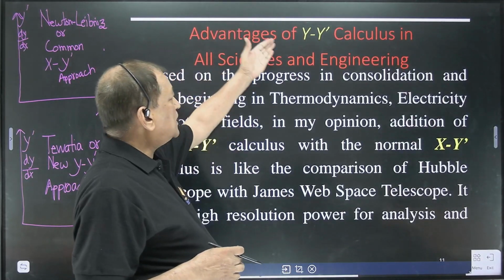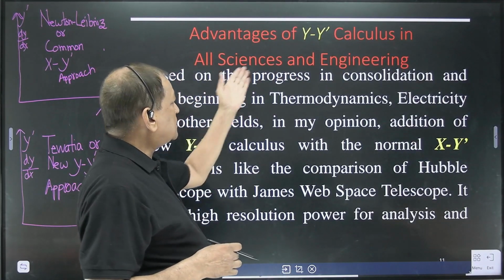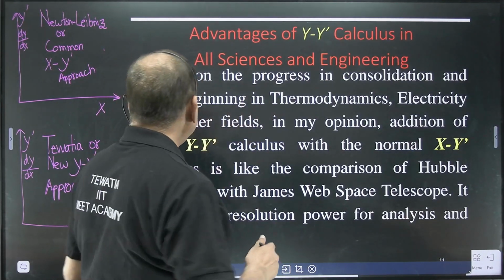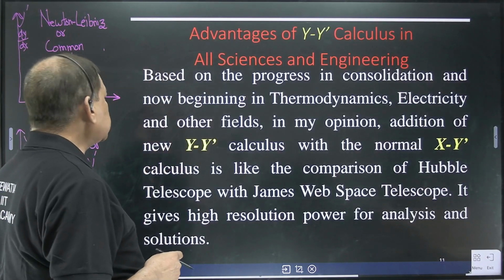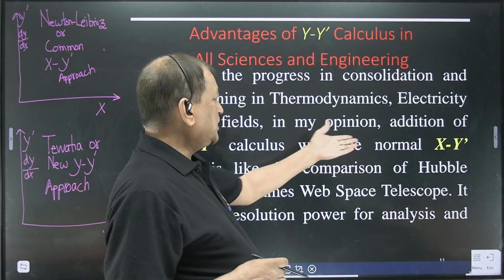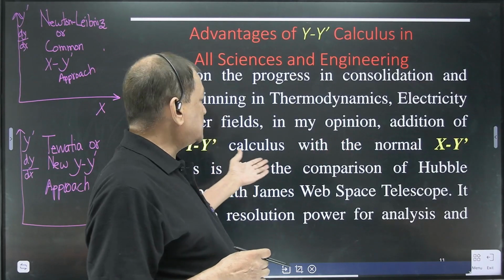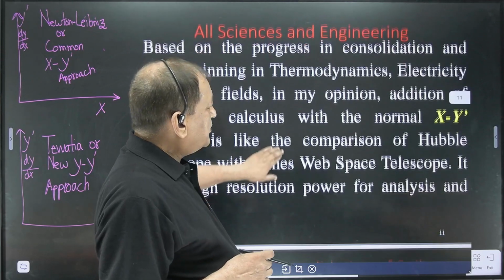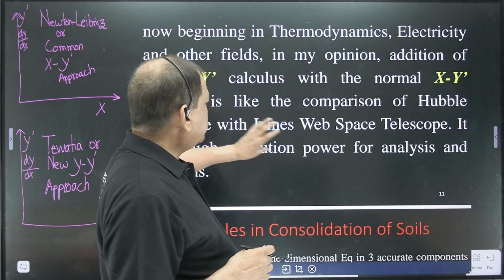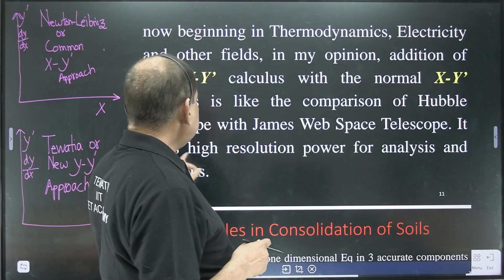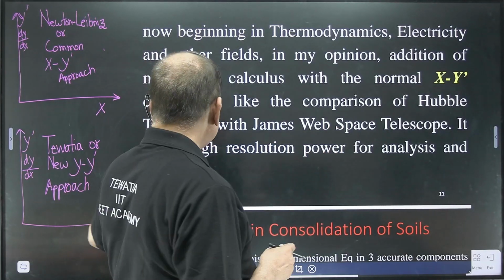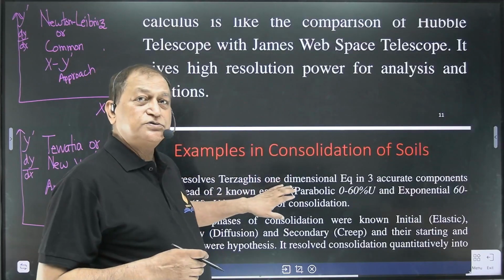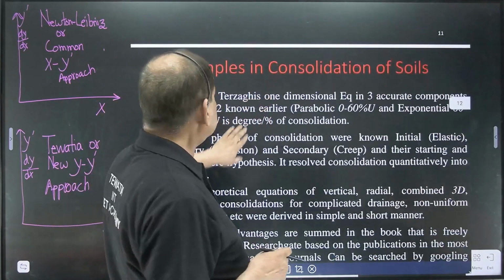So parallel to that, advantages of YY dash calculus in all sciences and engineering. Based on the progress in consolidation and now beginning in thermodynamics, electricity and other fields, in my opinion, addition of new YY dash calculus with the normal XY dash calculus is like the comparison of Hubble telescope with James Webb telescope. It gives high resolution power for analysis and solutions. Now let us see where it gives high resolution. Any example? Yes, it is there.